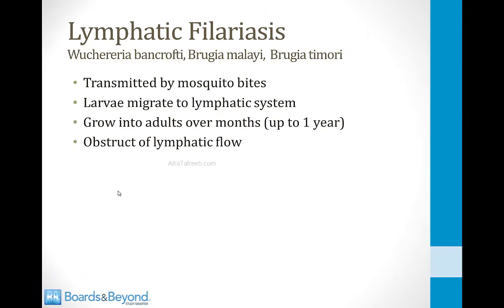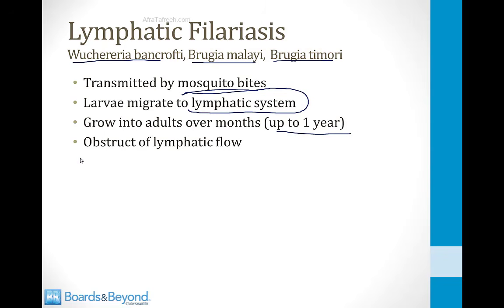Lymphatic filariasis is a helminth disease caused by several different worms. The first one is called Wuchereria bancrofti, the second one is Brugia malayi, and the third one is Brugia timori. All of these helminths are transmitted by mosquito bites, and the larvae migrate to the lymphatic system. They grow into adults over months, sometimes up to a year, and the bottom line here is that they obstruct the lymphatic flow. So people with filariasis have massively swollen extremities, usually legs, and it's because their lymphatic ducts are blocked by the presence of this worm.